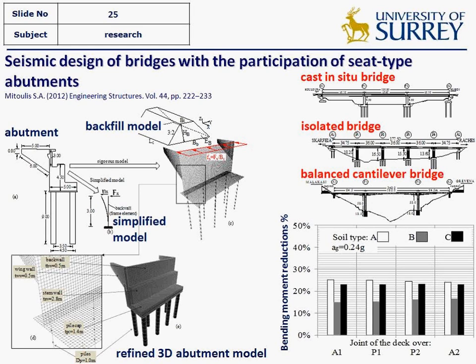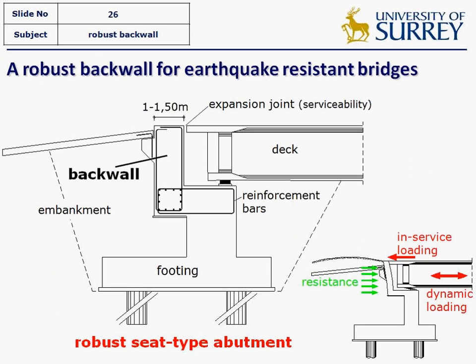It is not actually fixing. We do provide an expansion joint between the deck and the back wall, but the magnitude of this expansion joint, the gap, is much smaller than the typical one, than the one that the code requires. So there's an interaction between the deck and the abutment, and further to that, the backfill soil is activated, because the back wall moves towards the backfill soil. So that was the idea, to involve the abutment in the seismic problem.